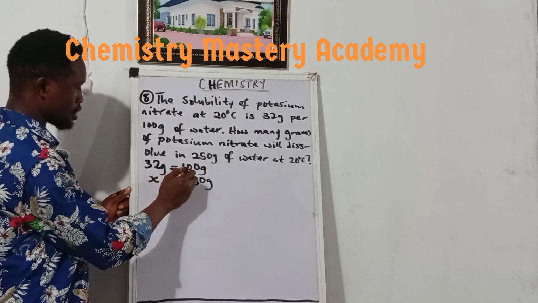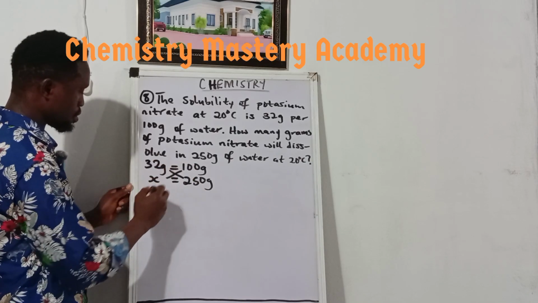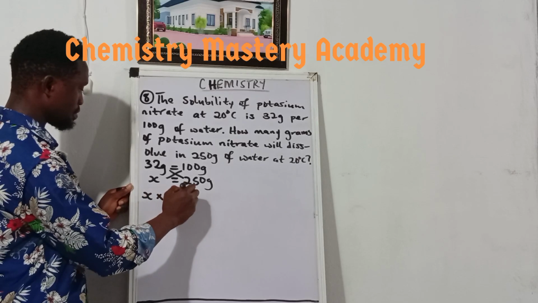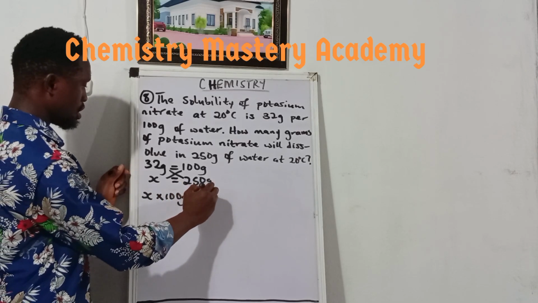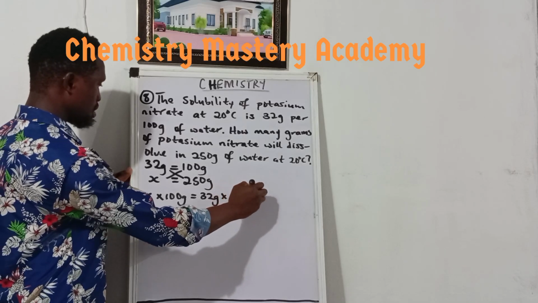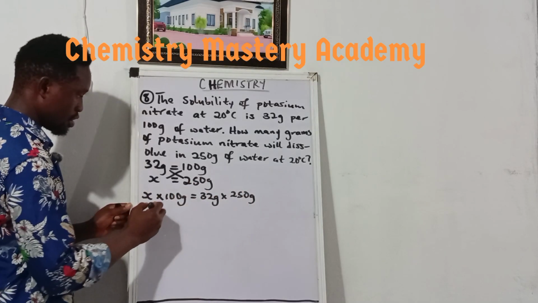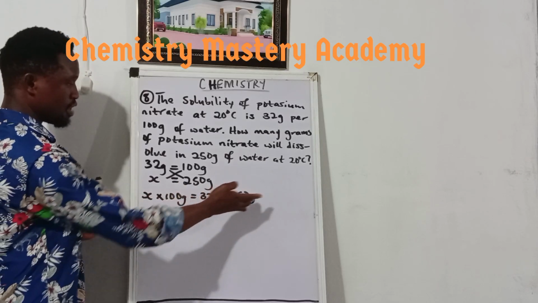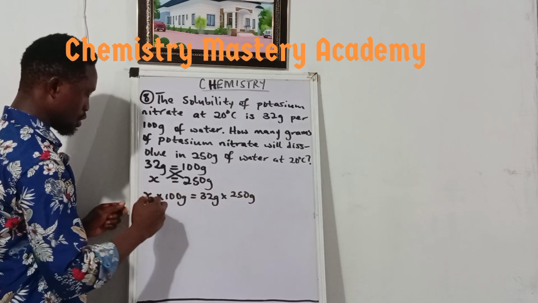So what do we do? We cross multiply. When we cross multiply, we have x times 100 grams equal to 32 grams times 250 grams. Now we are looking for x, so we divide here by 100 grams, and divide here by 100 grams. So what do we now have?